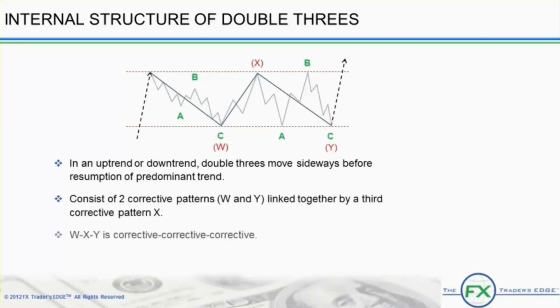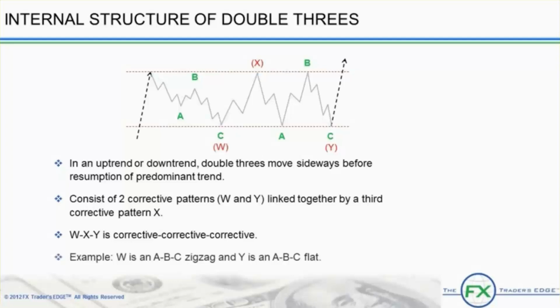The WXY is corrective, corrective, corrective, where W unfolds in 3 waves, X unfolds in 3 waves, and Y unfolds in 3 waves. In this example, W is an ABC zigzag and Y is an ABC flat. The X link or connector is an ABC zigzag.